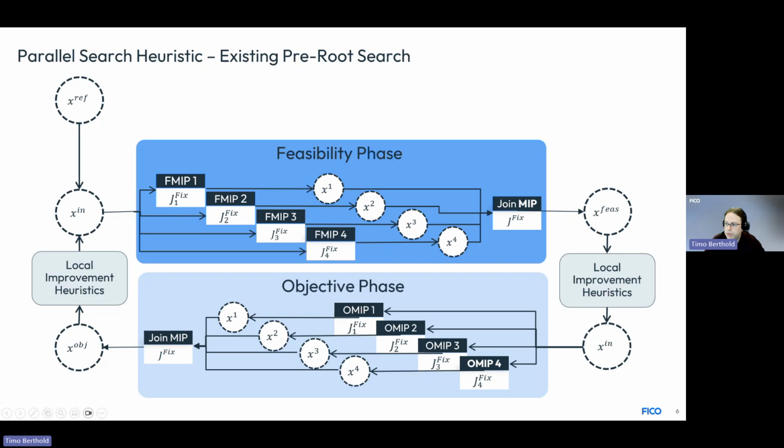One where we try to improve the feasibility of some starting solution that goes into it, and one where we are trying to improve the objective. And then we alternate between these two until we have a feasible solution. And at that point, we just keep trying to improve the objective further and further. And in between, we try to join some of the results of individual subMIPs that are solved in each of these phases.